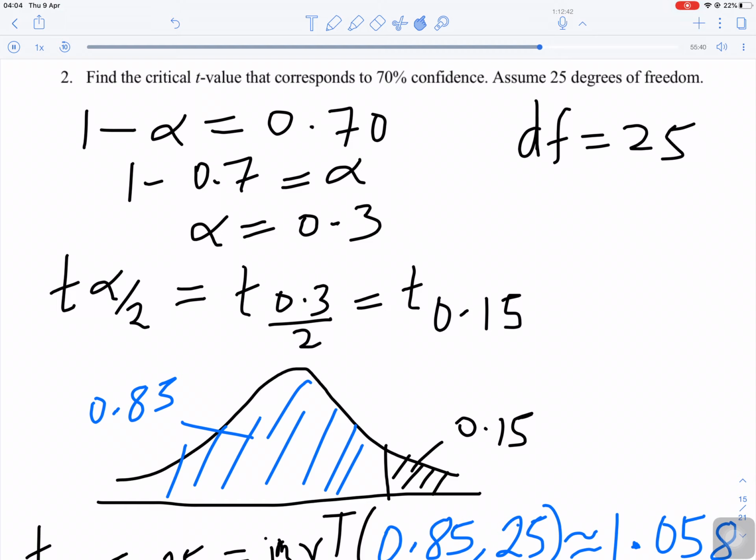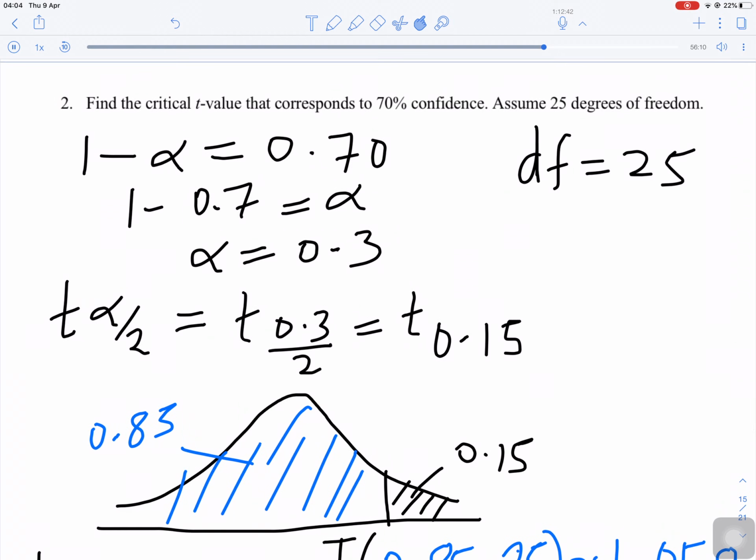So to question 2, which asks us to find the critical t-value that corresponds to 70% confidence. Assume 25 degrees of freedom. Okay. So we are not given so much information here. We are not told the area to the left. We are just told the level of confidence, and then the degree of freedom. So how do we go about it?